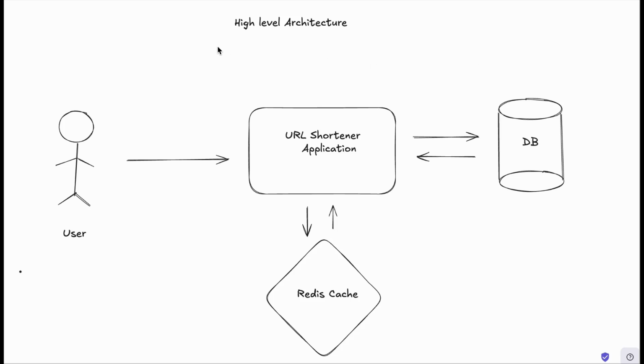Now let's understand the high level architecture of our project. First of all, a user will send a request to our application and our application will look into a Redis cache for a response. And if a response is available in our cache, it will return to the user. And if it is not available in cache, then we will go to the database and then the database will return a response. Then we will store that response in Redis cache and we will return that response to the user.